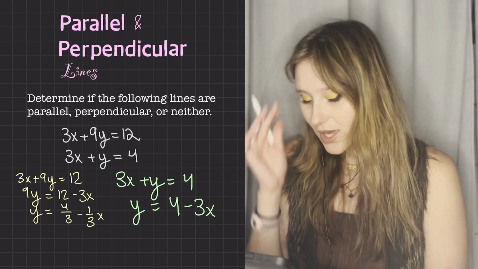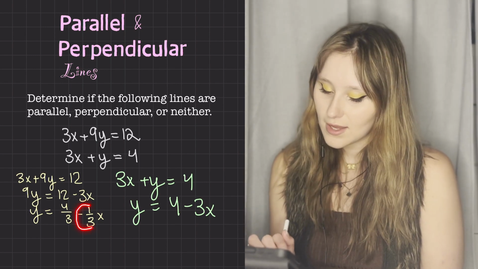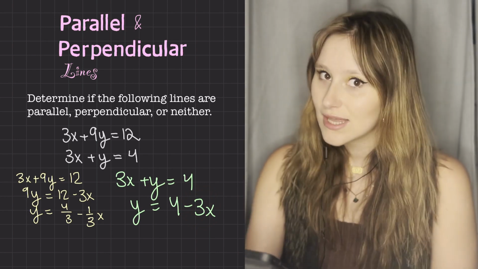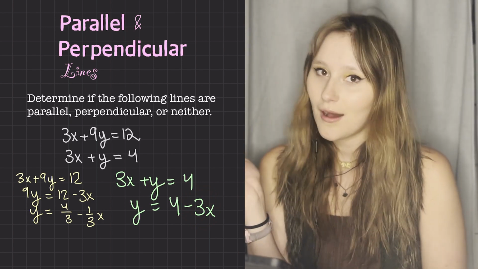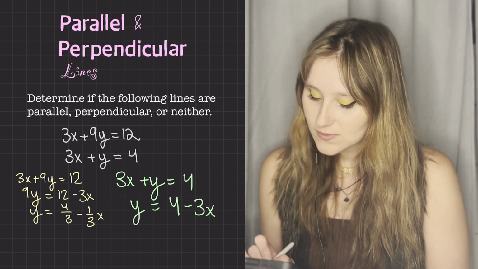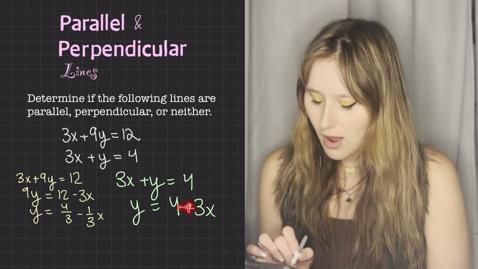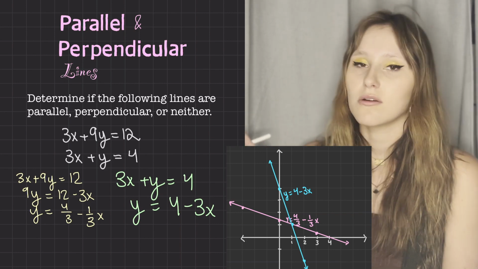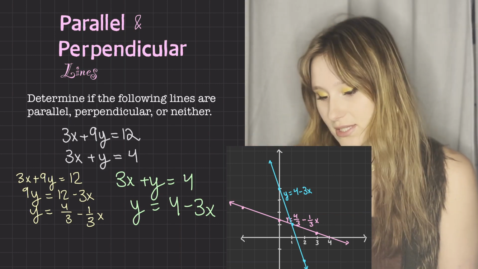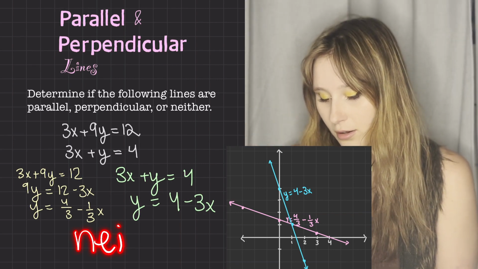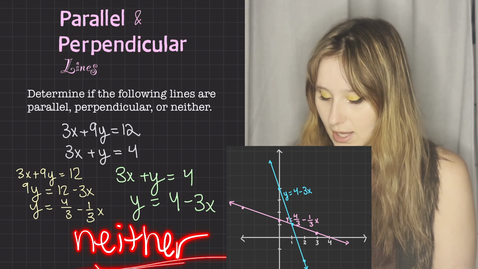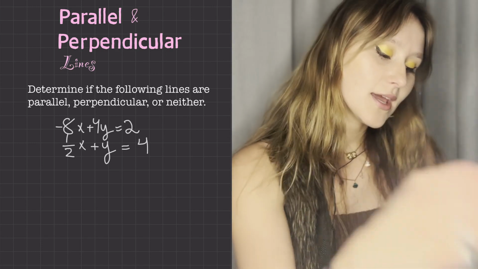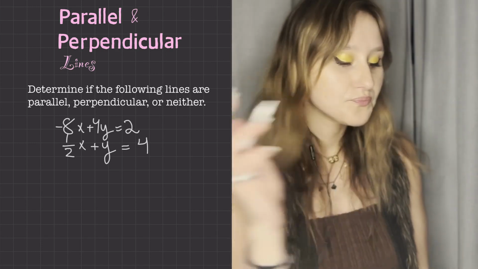Okay, this is interesting here. So yes, we have some reciprocals here. We have a negative 1/3 x and we have a negative 3x. Yes, they are reciprocals, but they're not opposites, right? If this was a positive, then they would be perpendicular lines. This is what the graph will look like. This is neither. Period. Interesting, right?